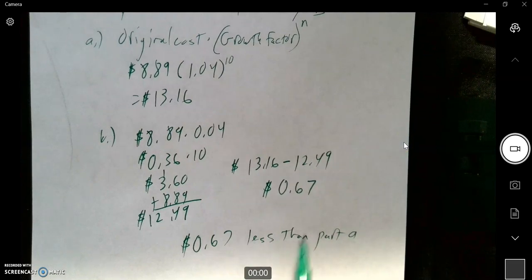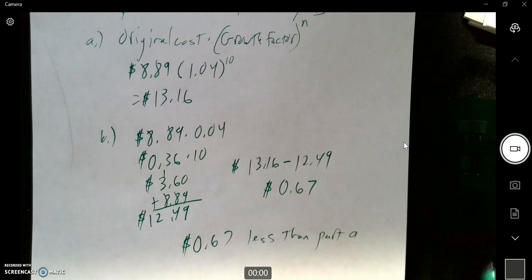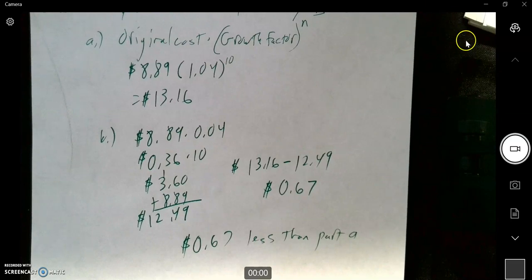Now, if it's according to saying something about part B, then it'll be 67 cents greater than part B. And that's basically your answer for this problem.